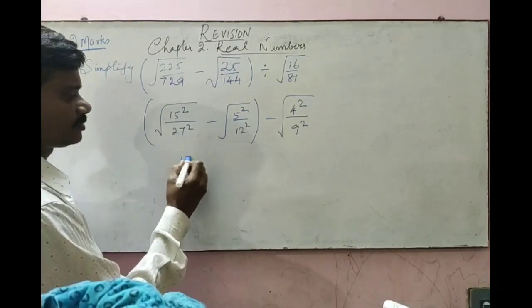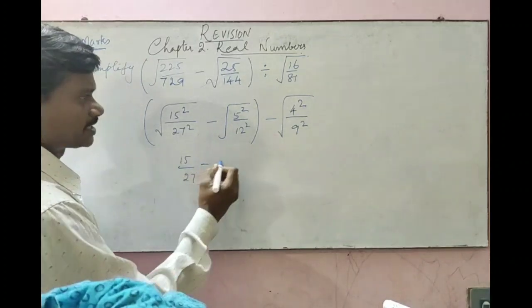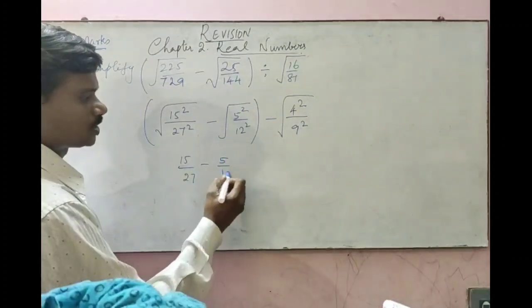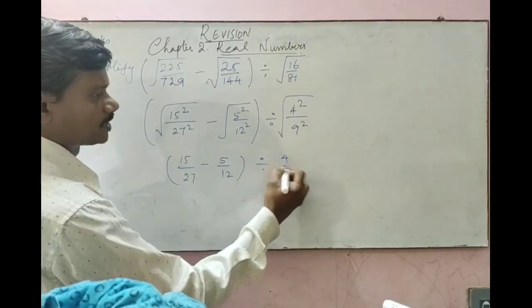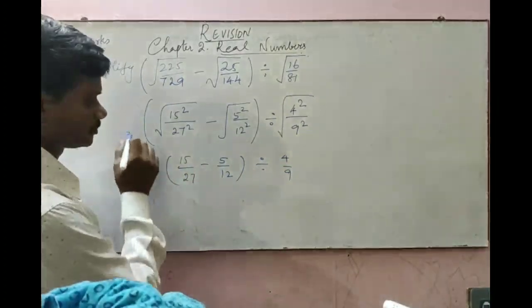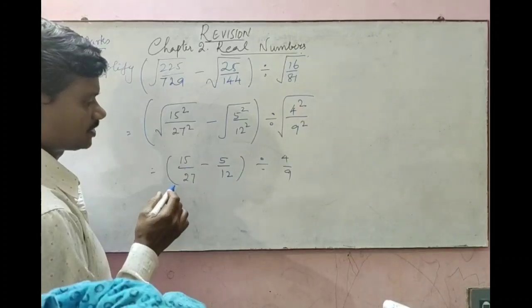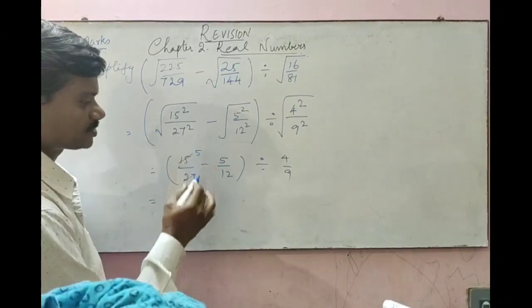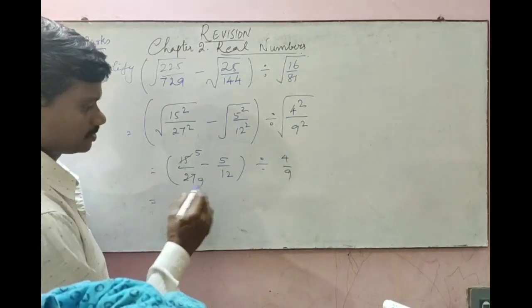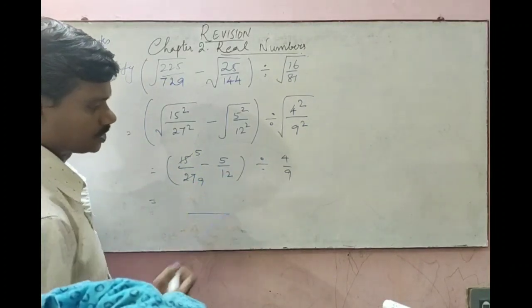So you will get 15 by 27 minus 5 by 12 whole divided by 4 by 9. Now you can simplify this. You can cancel this with the 3 table. You will get 5 times. Here 9 times. Here both the 9 and 12.